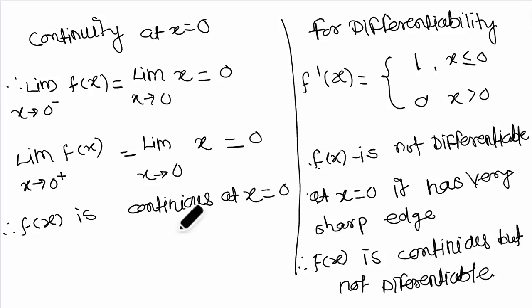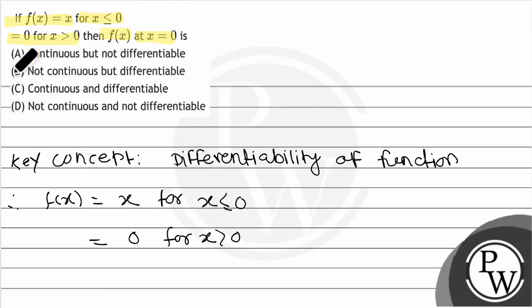So which option is the correct one guys? The given function is continuous but not differentiable. So let's check which option is the correct one. So guys, option number A will be the correct option, because the option given is continuous but not differentiable. That means option number A will be the correct option guys.